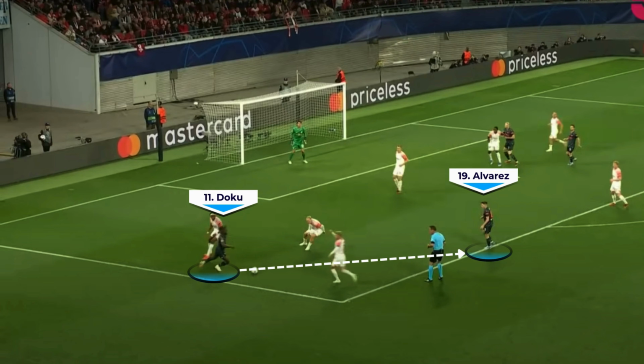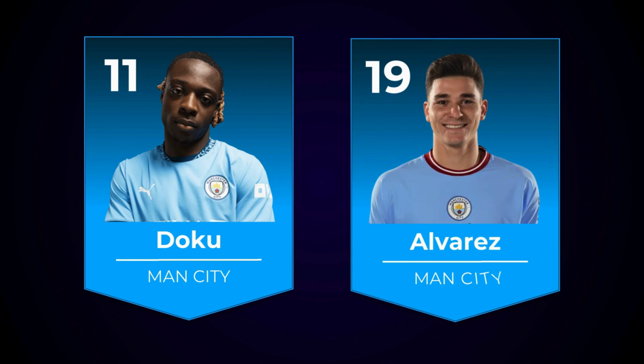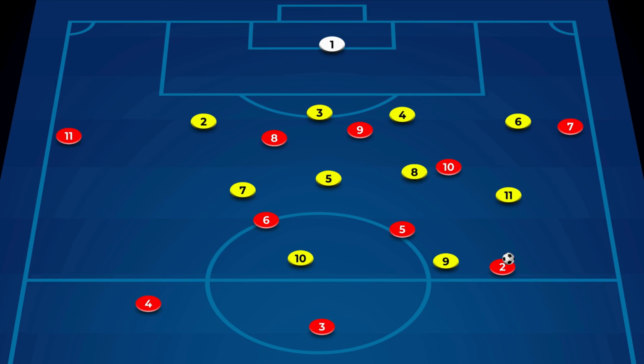Alvarez then receives a simple pass from Doku and has time to adjust his body to shoot and score a fantastic goal. Here, we saw 2 key aspects that we mentioned earlier: the ability of the wide player, in this case Doku, to destabilize, and the ability of the half-space player, in this case Alvarez, to operate effectively in tight spaces. The way this player receives the ball can also vary, greatly changing the team's game dynamics.